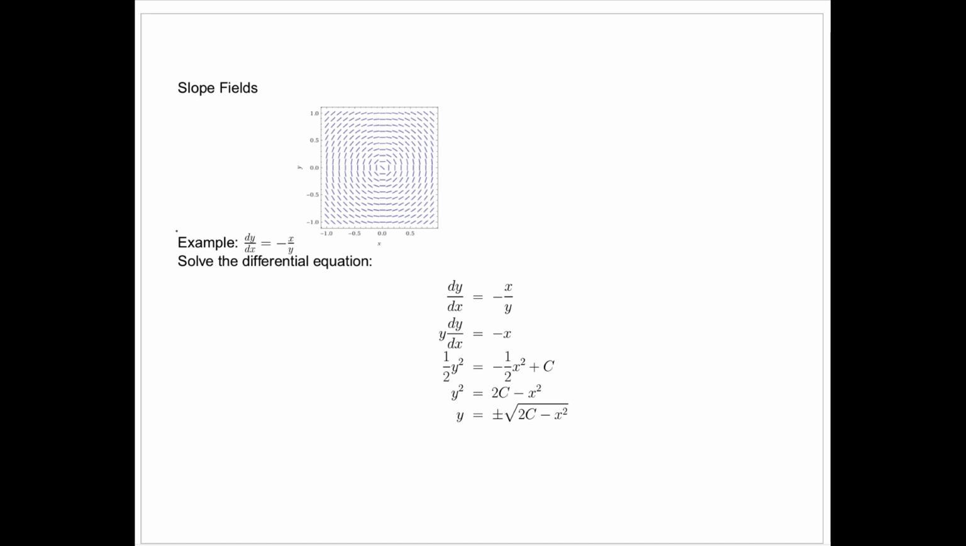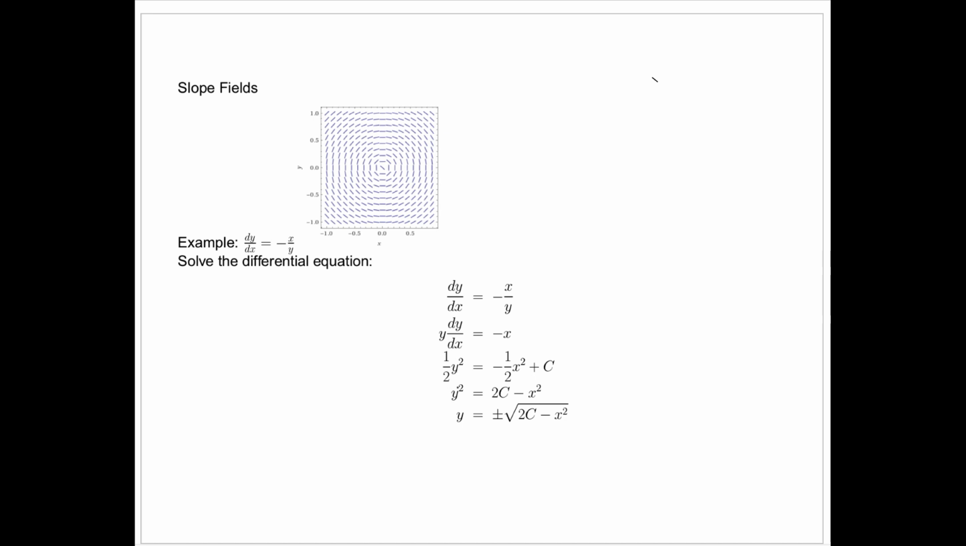So, in this example, we have dy dx equals minus x over y, a typical first-order differential equation. We're going to learn methods for solving this differential equation, but I'll just run through a quick method here with all of you. We want to solve dy dx equals minus x over y. Just multiply both sides by y and write y dy dx equals minus x. Notice that the left side is precisely the derivative with respect to x of 1/2 y squared.